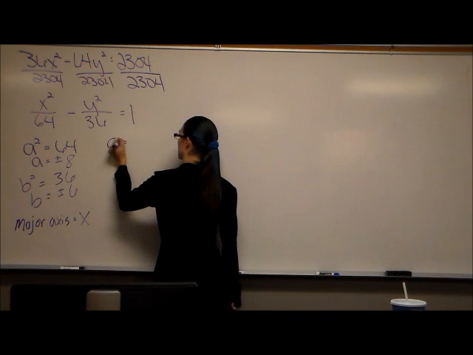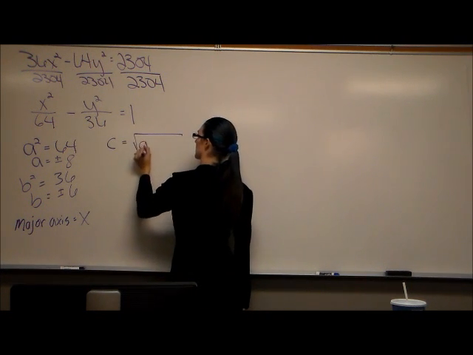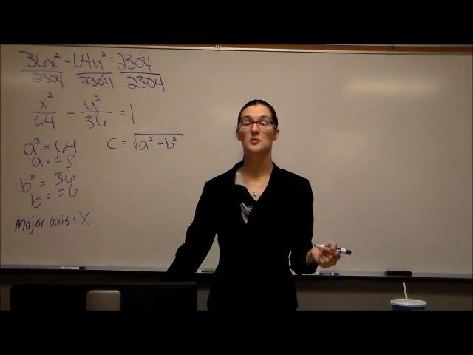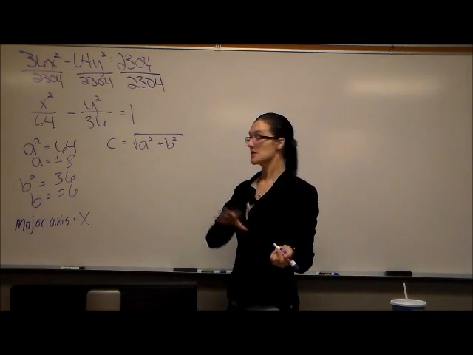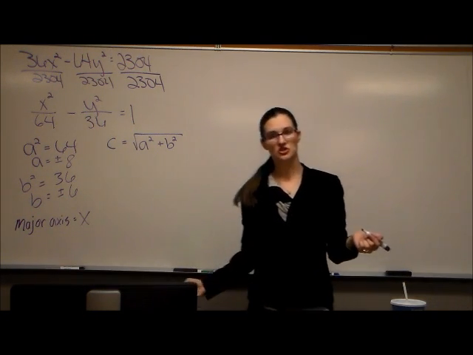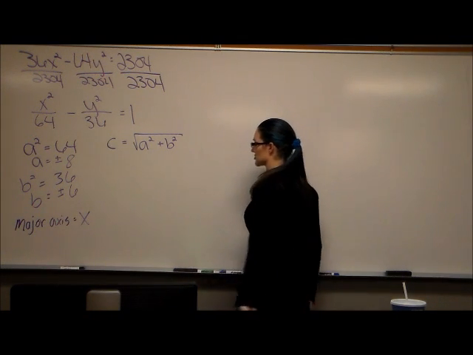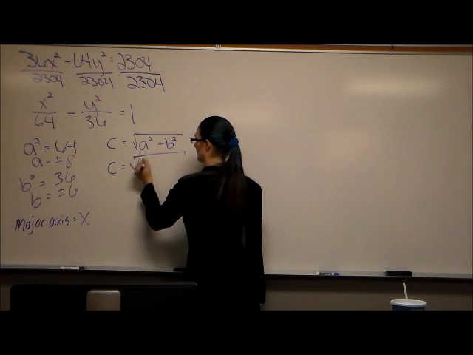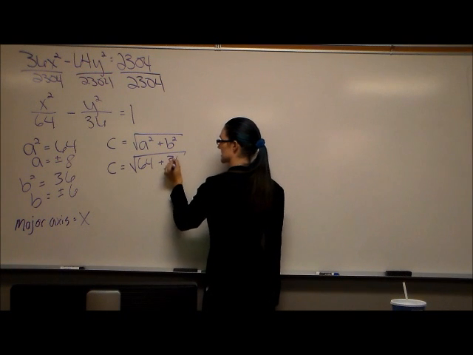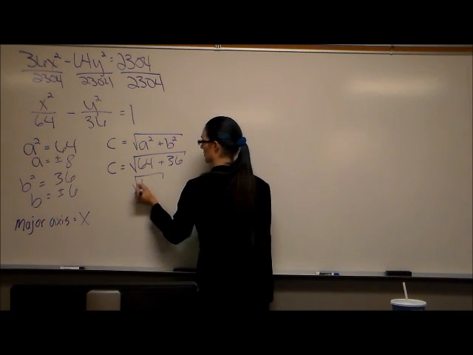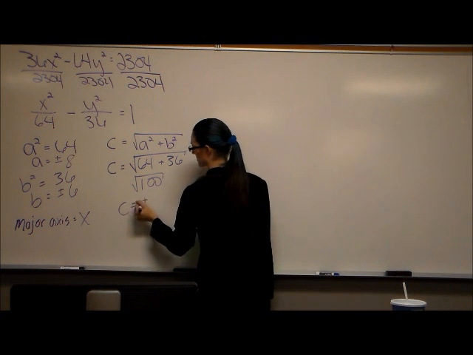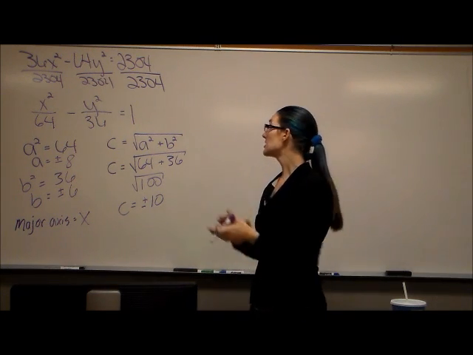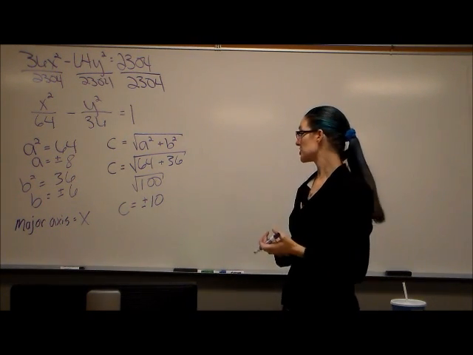So c equals the square root of a squared plus b squared. That's our formula that we were given for hyperbolas. Remember, it is different than the one for ellipses. So make sure you have both of them memorized. Make sure your formulas are memorized. And this is your ellipse one. So c equals the square root, a squared is 64, plus b squared is 36. That gives you the square root of 100. So c equals plus or minus 10. So here the center is at the origin. So that's going to be where we get to start.